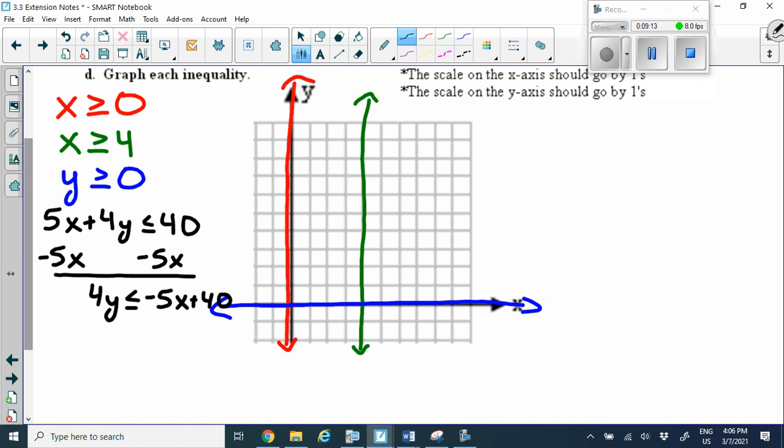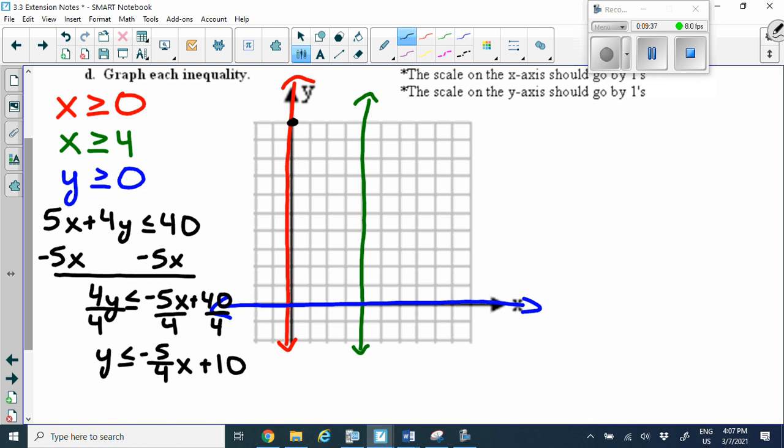My next step is to get rid of the 4, so I divide every single term by it. So now y is less than or equal to negative 5/4 x, and then 40 divided by 4 gives me 10. Okay, so notice that 10 is my y-intercept. So I have to go off of there first. So I go up 1, 2, 3, 4, 5, 6, 7, 8, 9. Here's my 10. I'm going to plot that point.